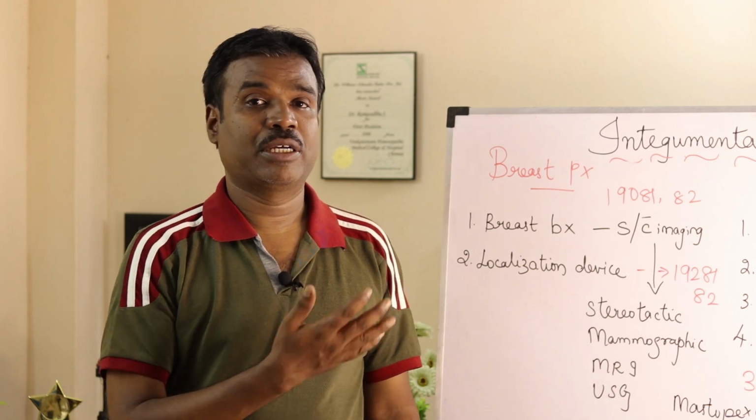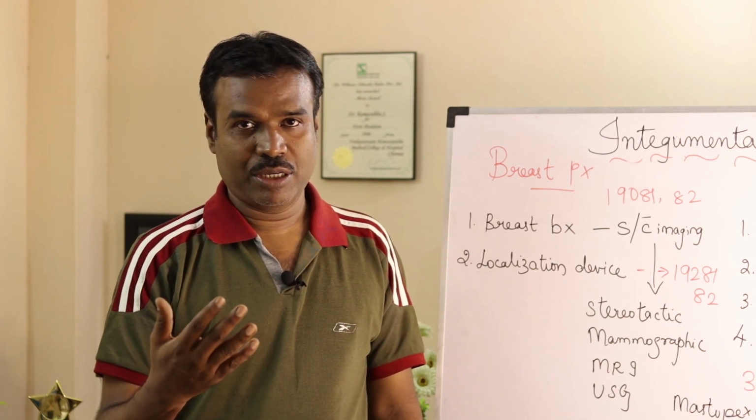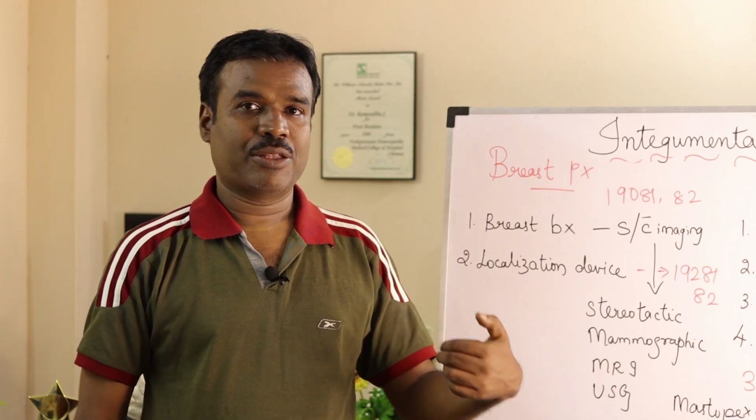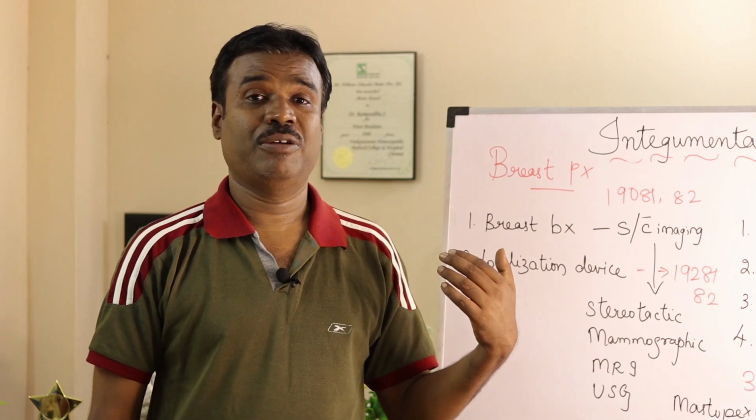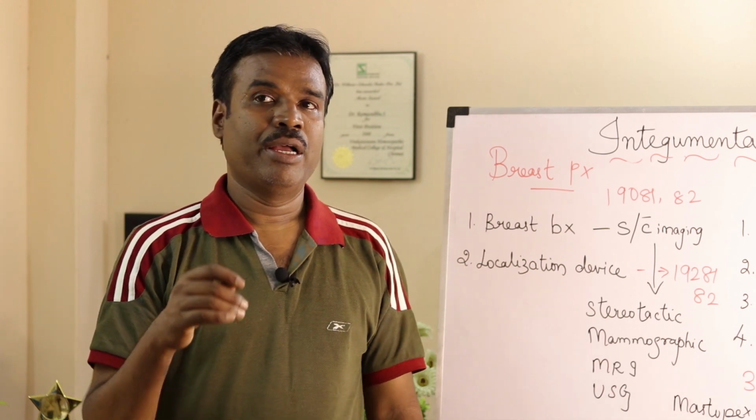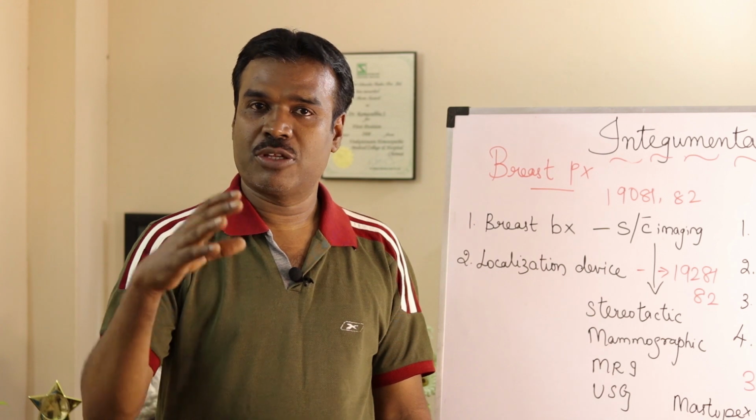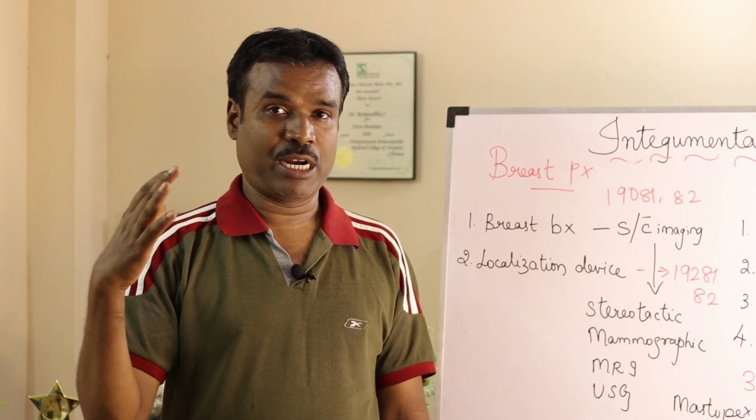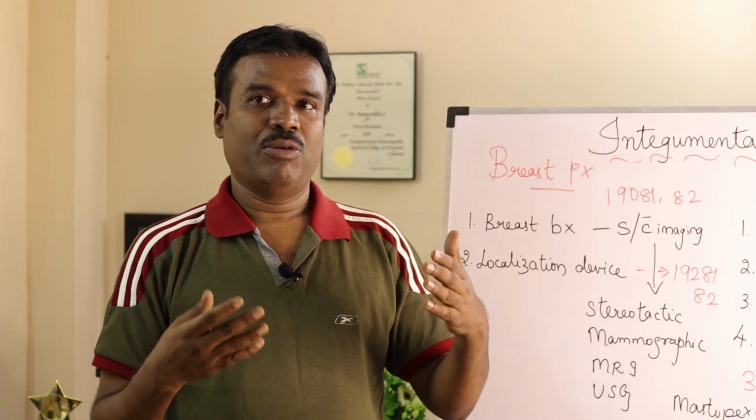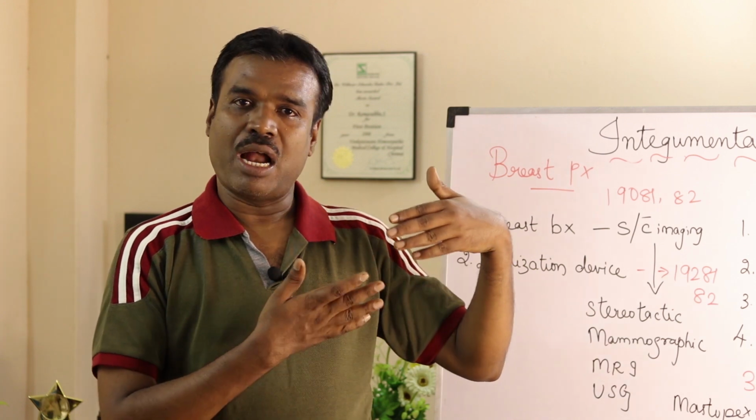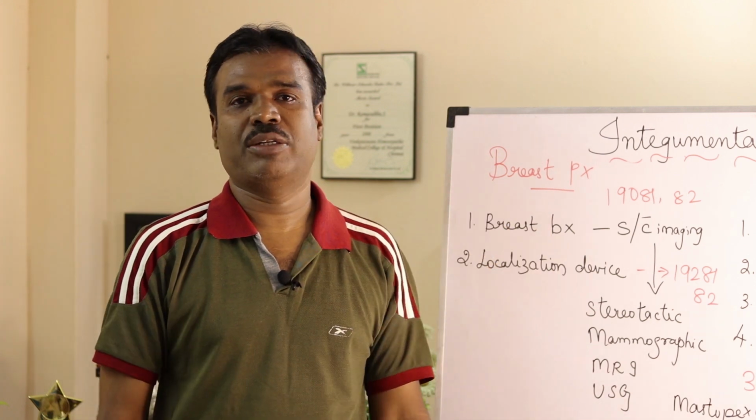Hey, now we are coming to the concluding session of this integumentary system. So the last topic which we are going to discuss is the breast, the human breast. Frankly speaking, this should be placed under the female genital or the female reproductive system. But even so, the breast is classified under the CPT as an integumentary section.